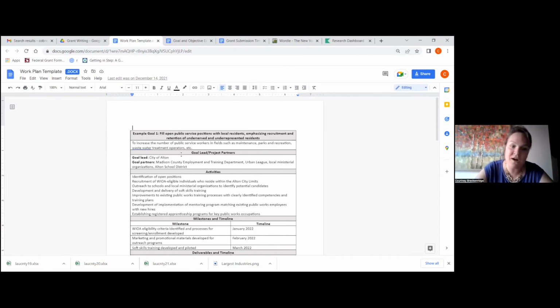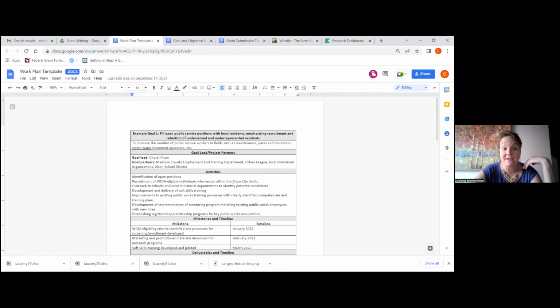So, you know, we describe here the goal lead, the goal partners. Again, I think this one's fairly intuitive. You can see why these partners would make sense. If you're trying to increase the number of people going into public service occupations, you're going to want to leverage WIOA funding. You want that recruitment and retention of underserved people, which means you've got to partner with community organizations.